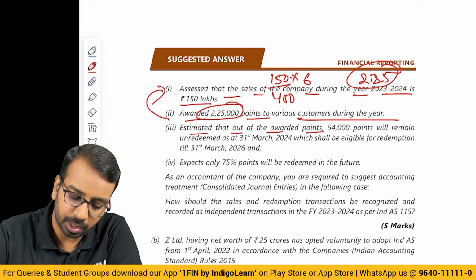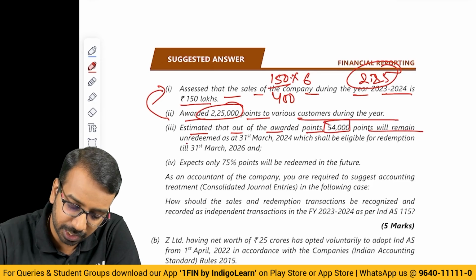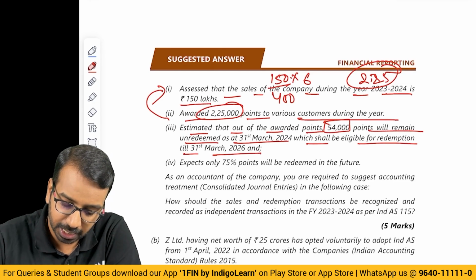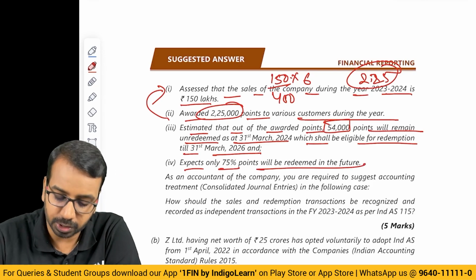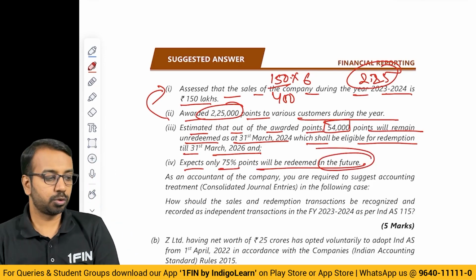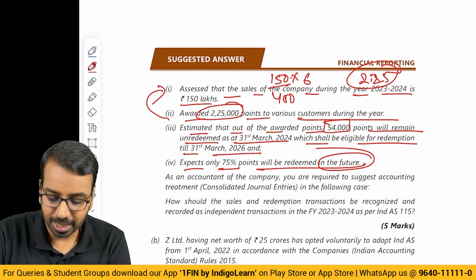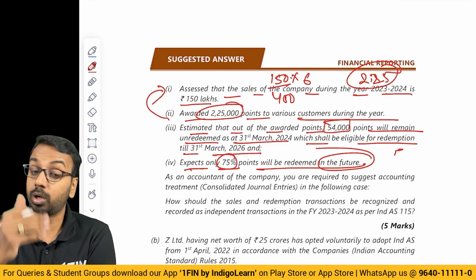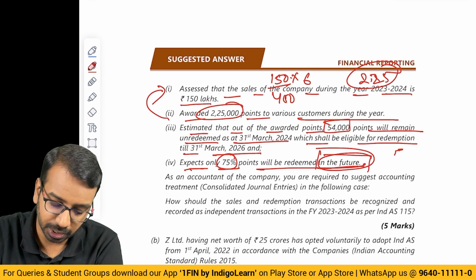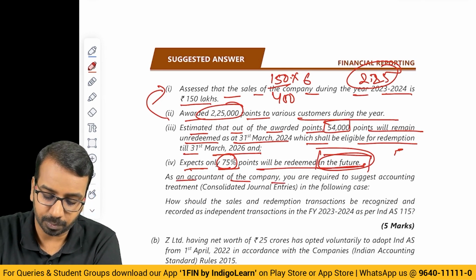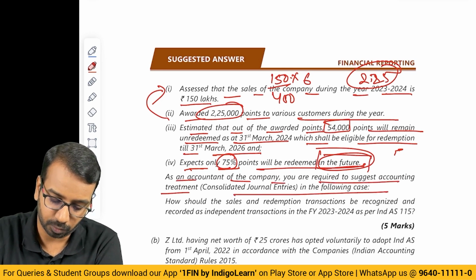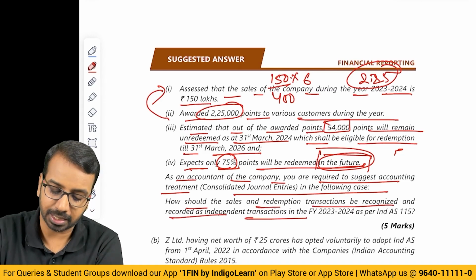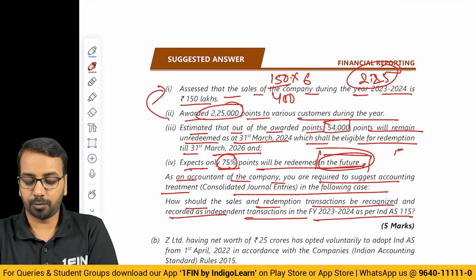Estimated that out of the awarded points, 54,000 points will remain unredeemed as on 31st March, and it expects only 75% of points will be redeemed in the future. In the previous question, they said it was expected that 80% will be redeemed in total. Here they are saying only 75% for the future. As an accountant of the company, you are required to suggest the accounting treatment: how should the sales and redemption be recognized and recorded as independent transactions in FY 23-24 as per Ind AS 115?